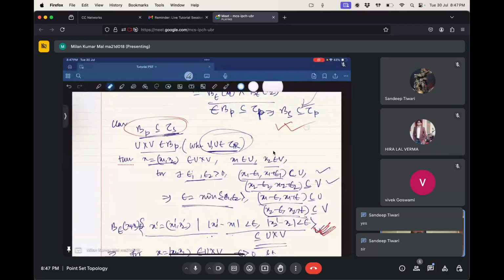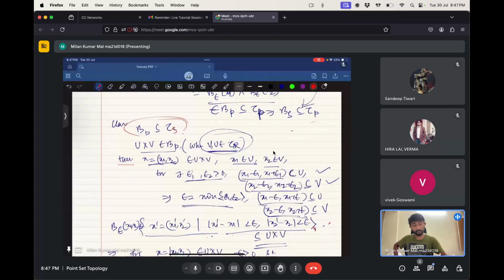Okay, so now what I want to say is that BP belongs to tau S, right? Now what does that mean? I want to prove that if some element is in BP, the basis of the product topology. What is the basis of the product topology? U cross V. U is coming from the topology of R, V is coming from the topology of R.